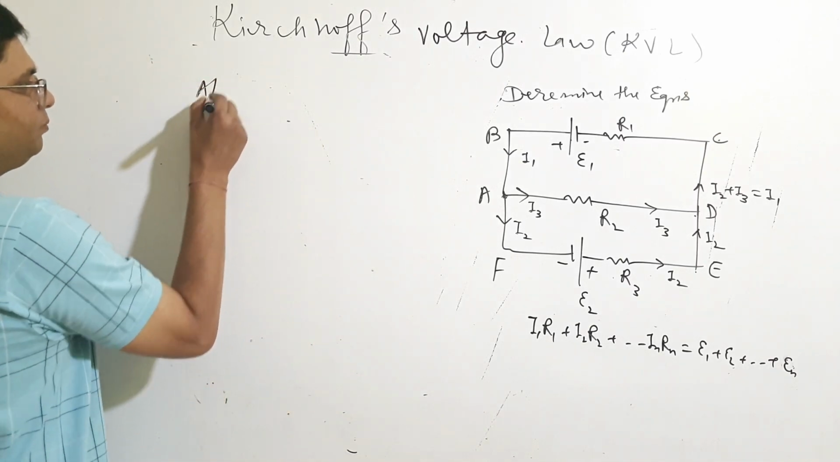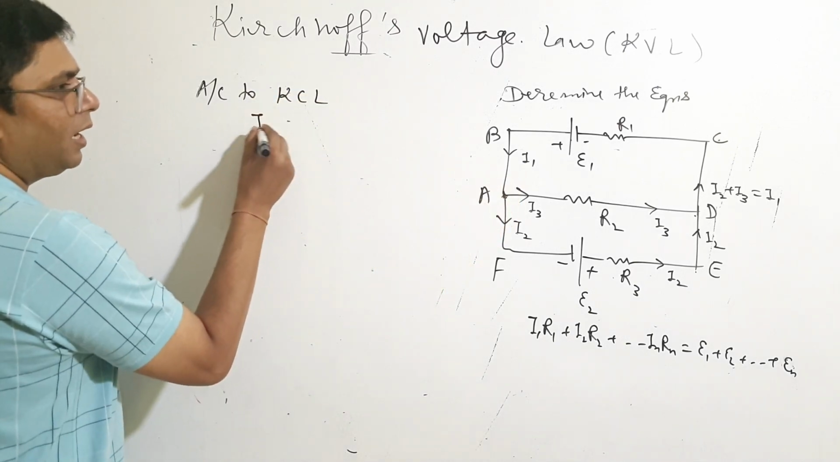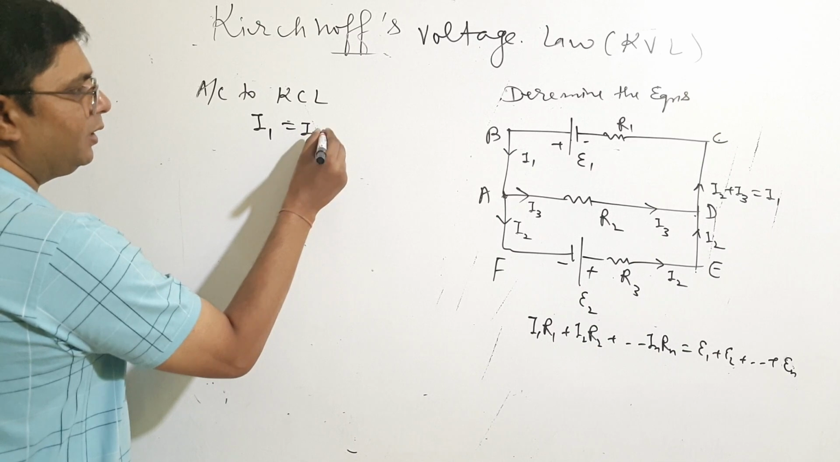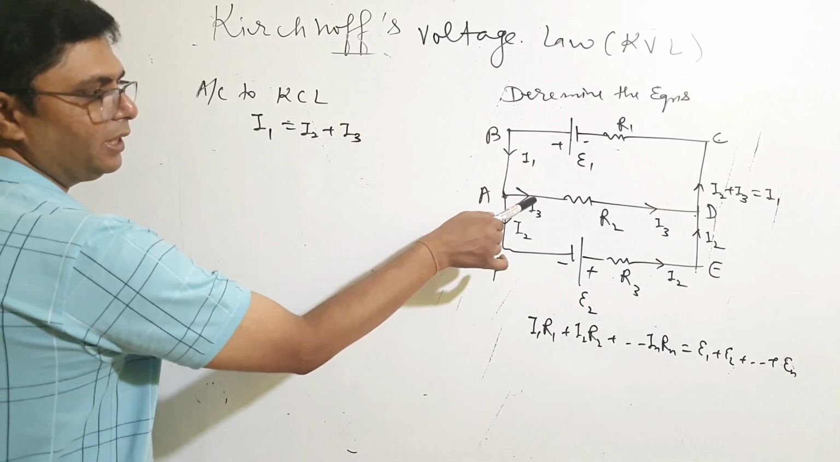According to KCL, what do you have? You have I1 equals I2 plus I3. Current entering is equal to current leaving.